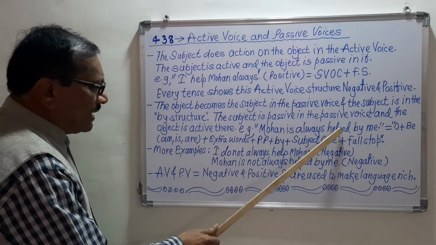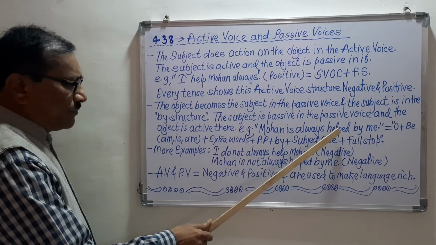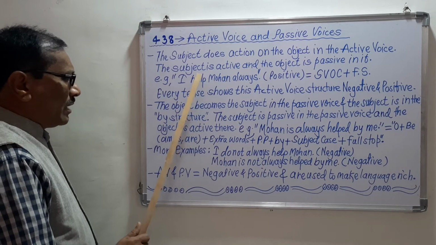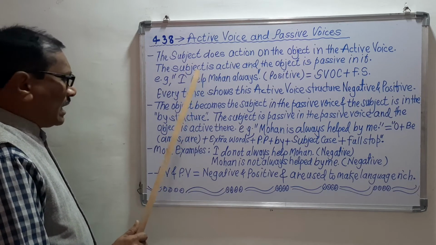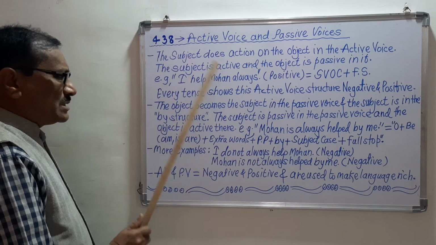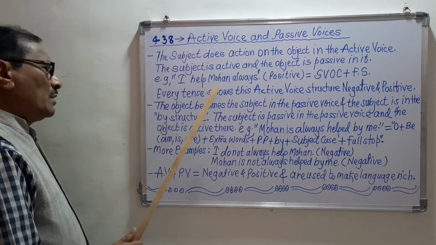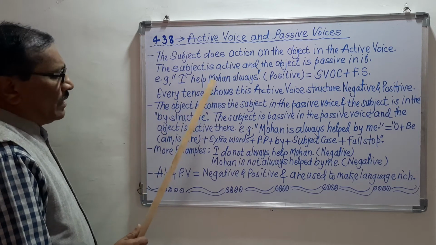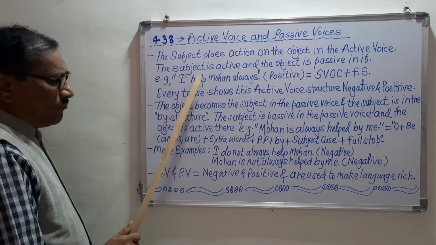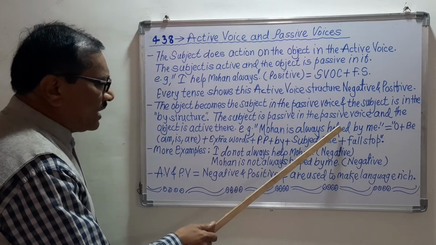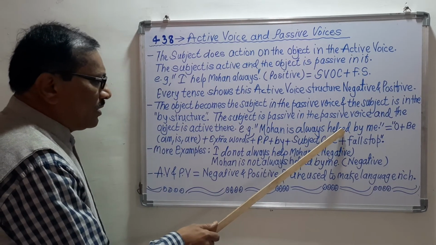Then I have taken "helped" because this is the PP of this verb. Always remember: the sentence of the active voice is there, and the main verb is there, and we should take the PP of that main verb, and that PP is always taken here. In this way I have taken that PP here.